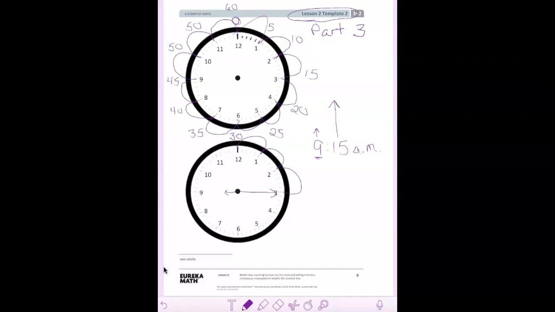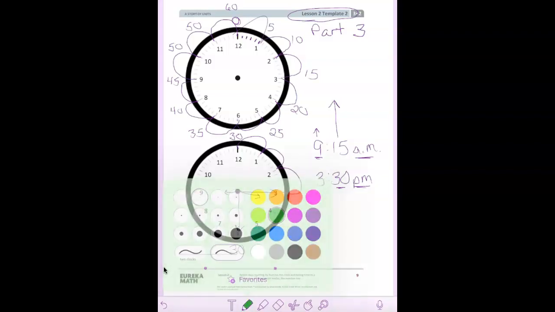Okay? Let's try another one. How about 3:30 p.m.? And the a.m. and p.m. tells us if it's the morning or the afternoon and evening. So 3:30. 30 minutes is going to be right down here at the 6. That's 30 minutes. And since it's halfway, it's halfway around the clock, my hour hand is going to be halfway in between the 3 and the 4. Let me change my colors here so that you can see a little bit better.